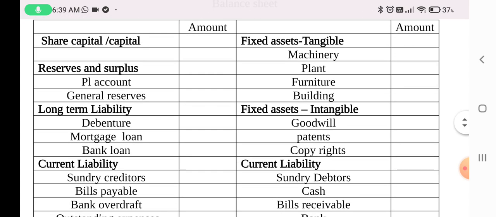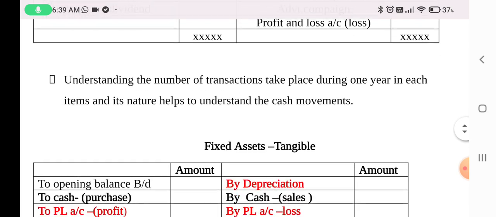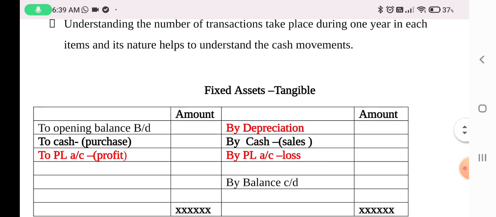See that balance sheet. See, fixed assets, tangible: machinery, plant, furniture, building. Understanding these things will help you to identify the transactions which are responsible for making changes. Then you have to see that the balance sheet is classified into categories.